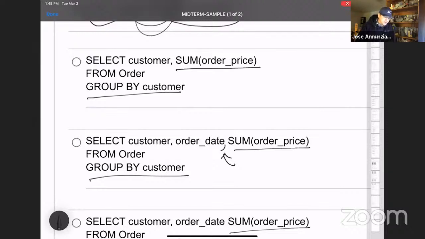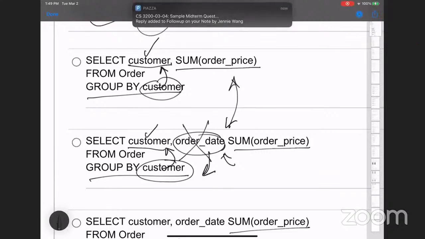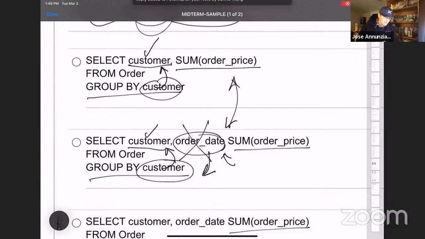But really what distinguishes between these two is that here we both have customer. That's the same for both. And we have to ask ourselves, is that okay? Well, we're grouping by customer, so any of the fields that are in the group clause can appear in the select clause. So customer is okay. But notice that this one also adds the order date, and that's not in the group by. So that's a no-no. That's syntactically incorrect, so we should discard that one. So definitely the right answer is the first one. Okay, that makes sense. All right.